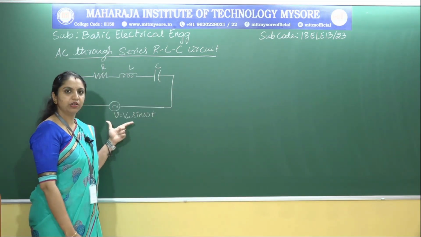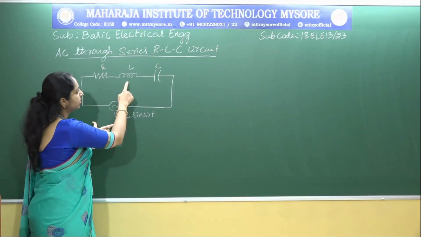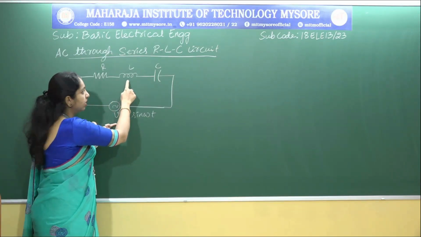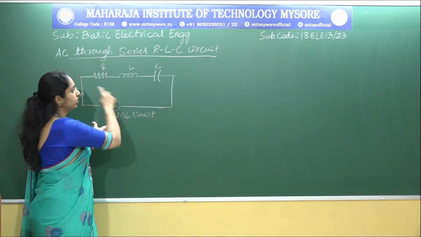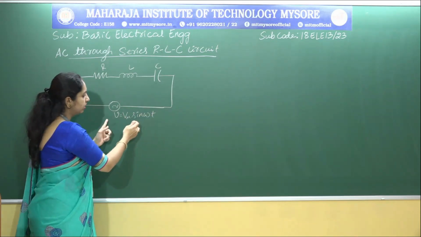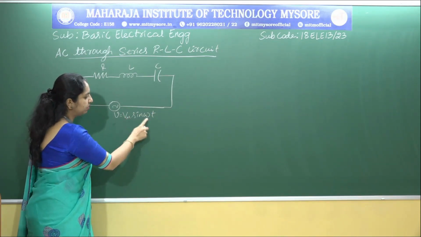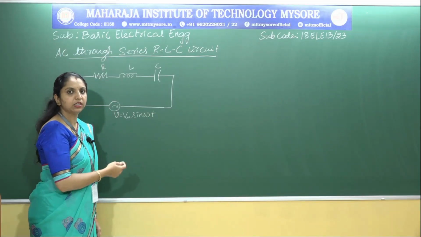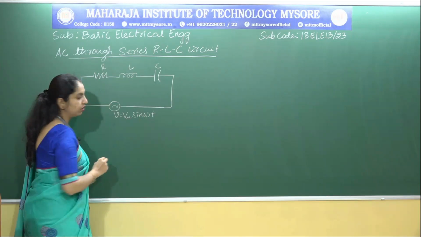So in this circuit, you can see the circuit consisting of resistance R in ohms and inductance L in Henry and capacitance C in Farads, connected in series across the applied voltage V. Since it is an alternating quantity, we can represent it as Vm sin omega t.